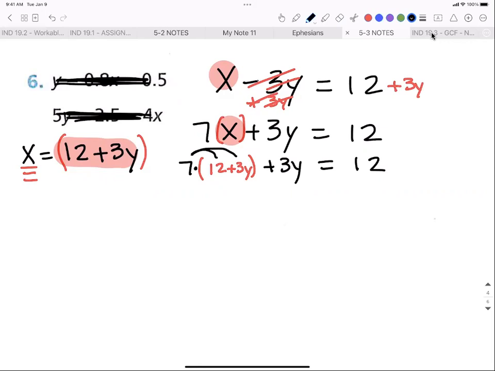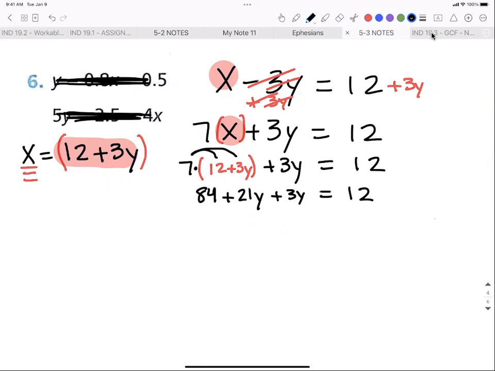7 times 12 is 84. 7 times 3y, it's plus plus, so it's going to be a plus 21y. And now I'm just going to drop down the rest of it because I haven't done anything with that yet. Okay, the 3y equals 12 just drops down.